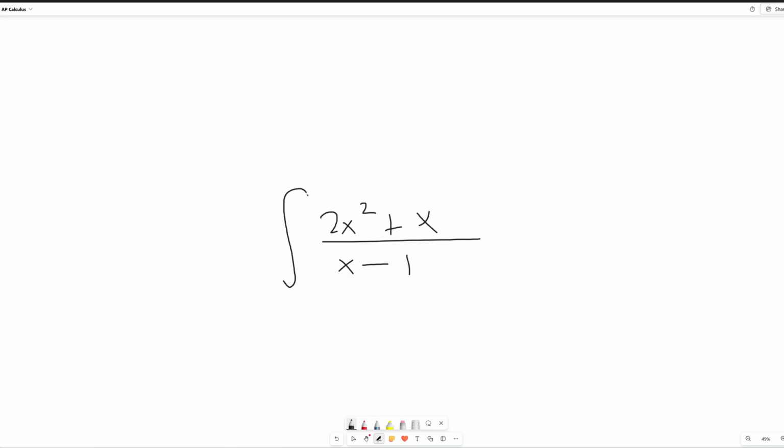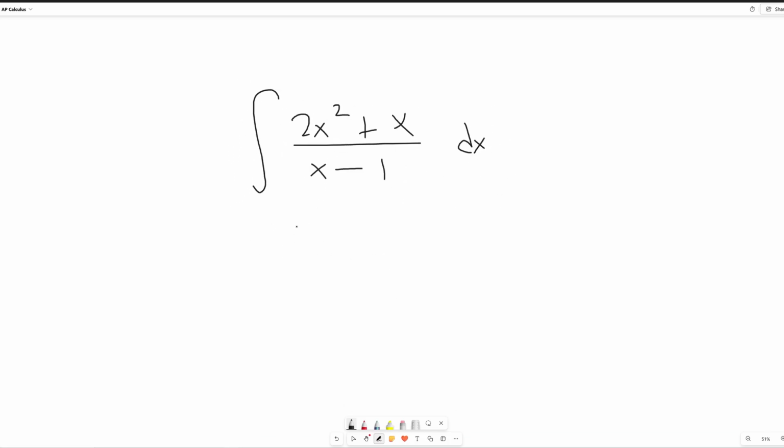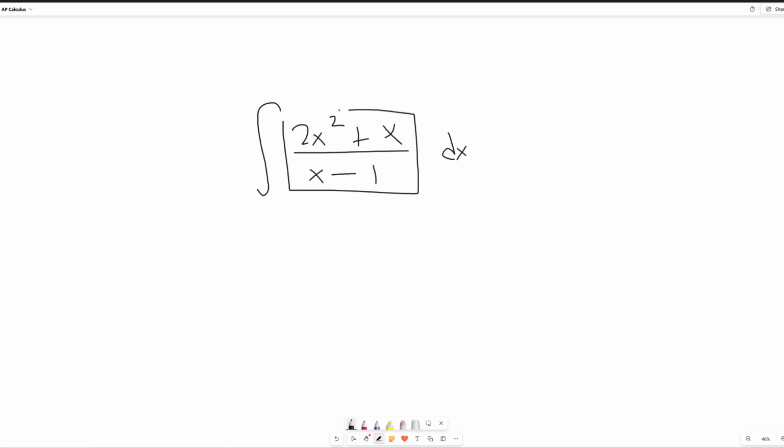Alright, we're integrating this. Can we u-sub here? No, it's not really going to work. Is there any division rule we can use? No, because again, division with integrals, they don't agree. So what we have to do here is literally divide these functions with polynomial long division.